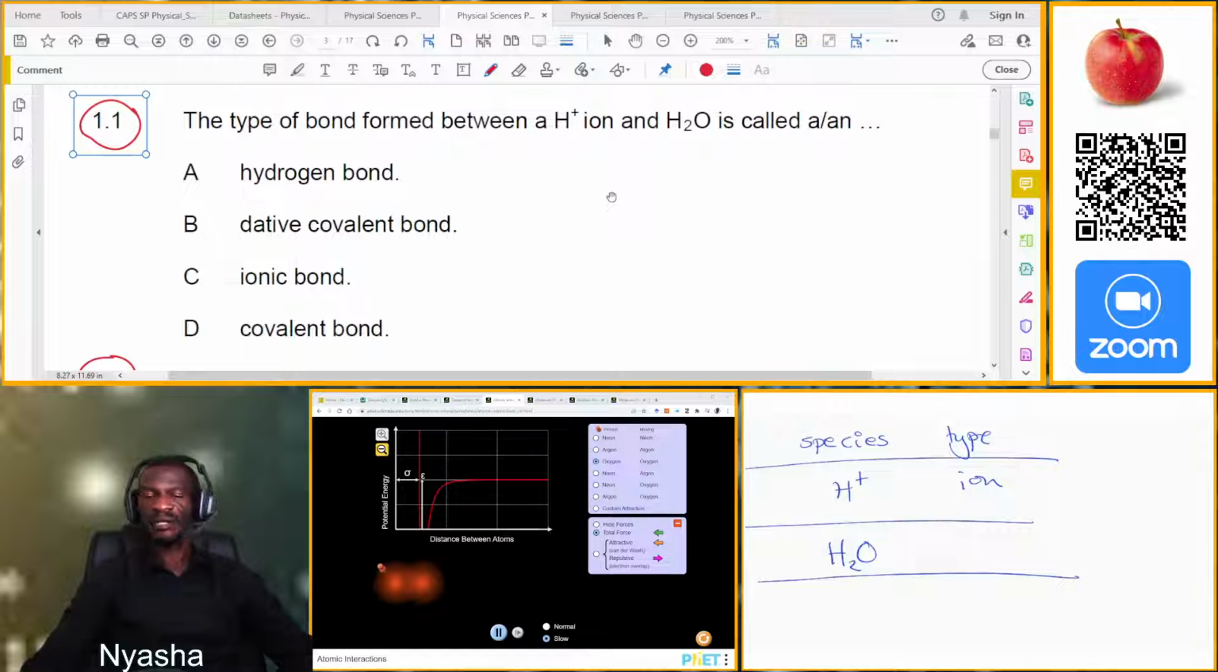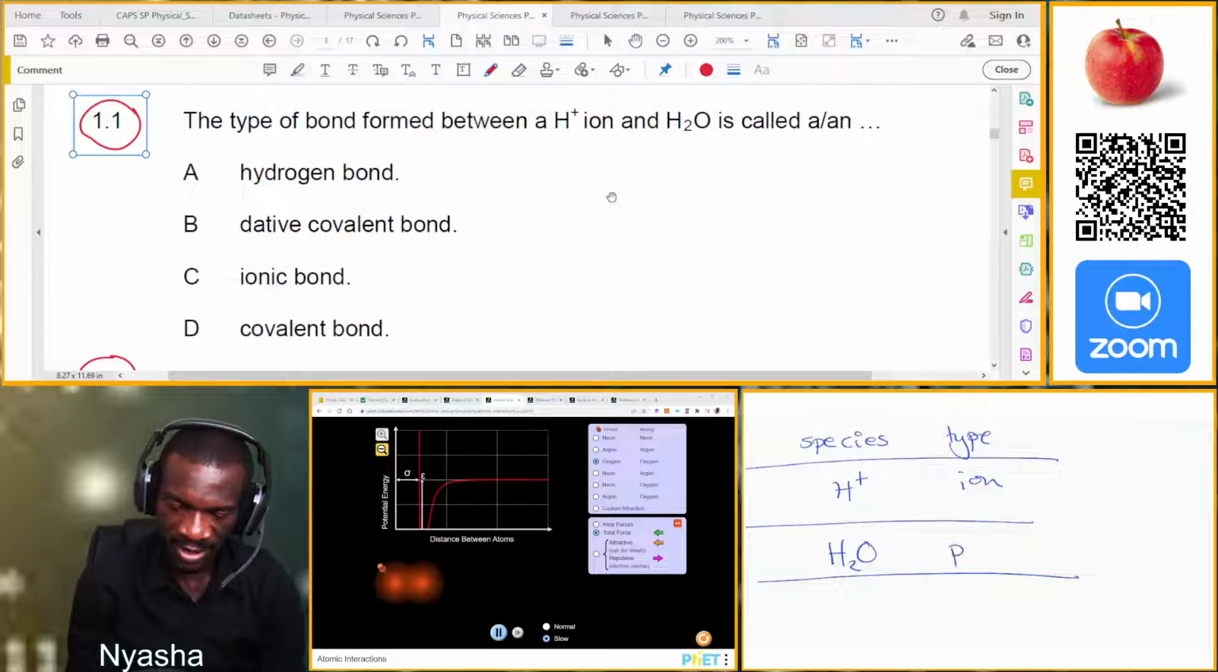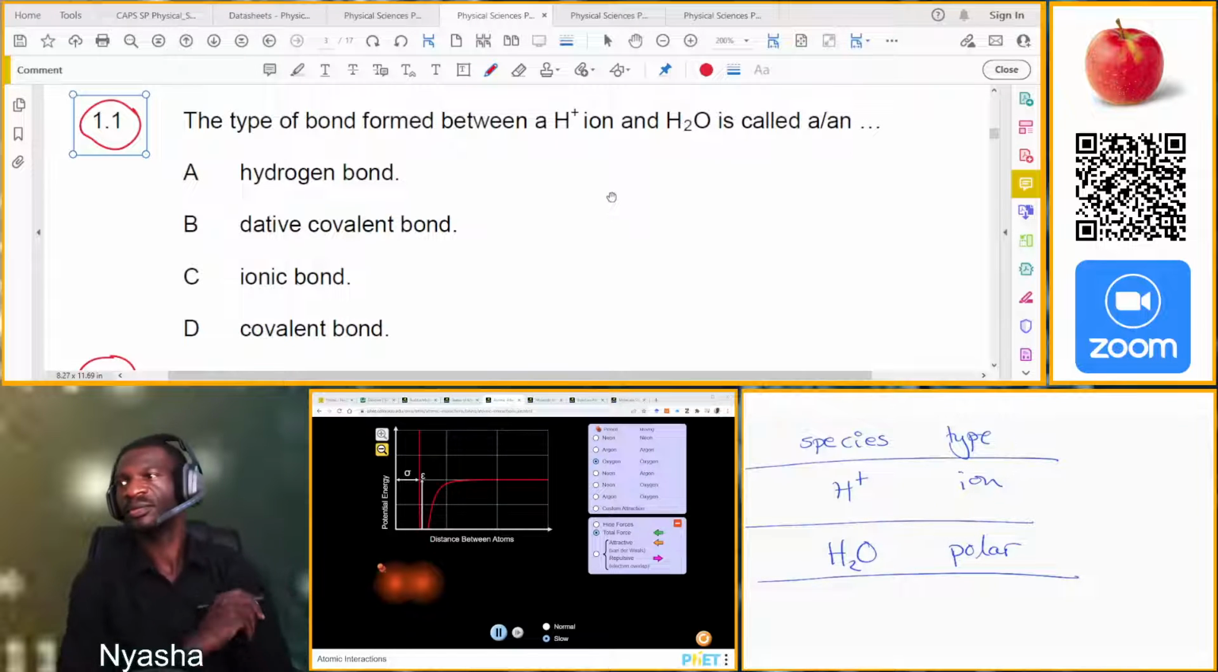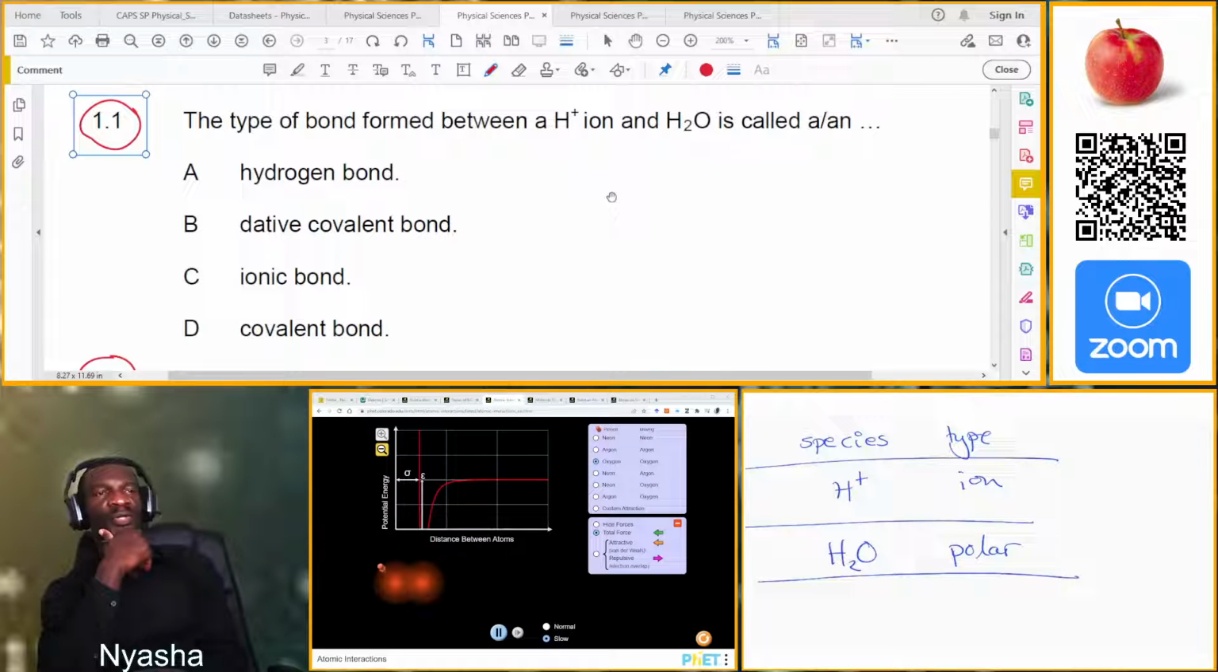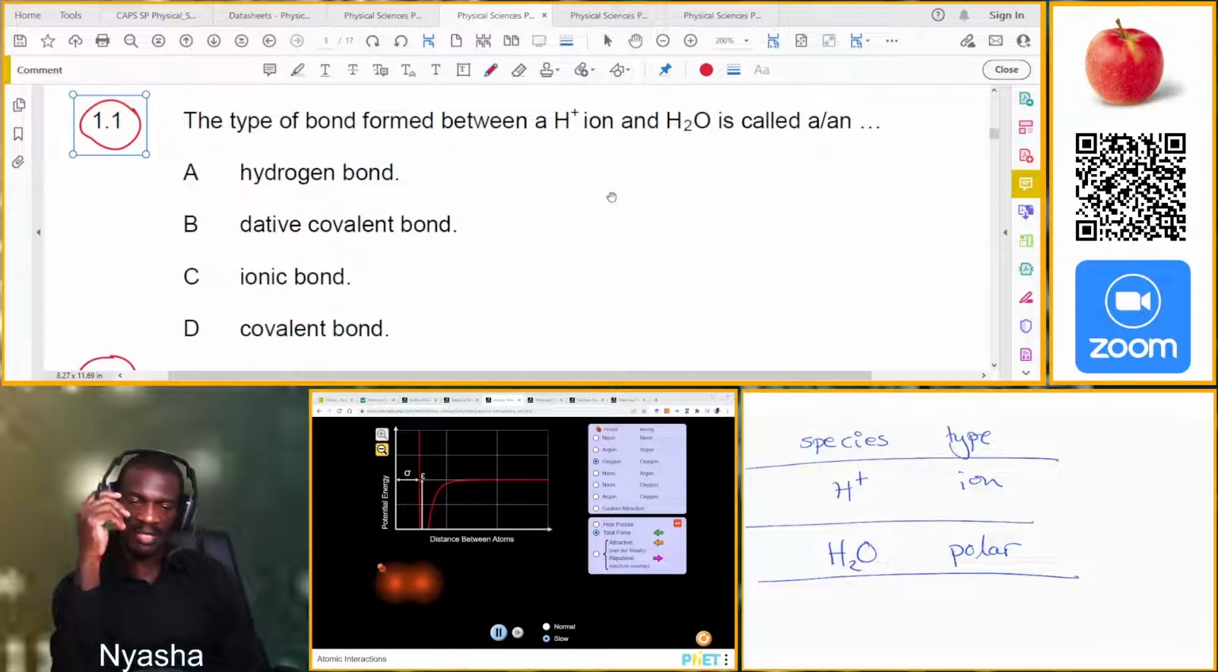Right? So water, we know that it is a polar molecule. So if it is a polar molecule and it is interacting with an ion, what type of bond is formed between them?